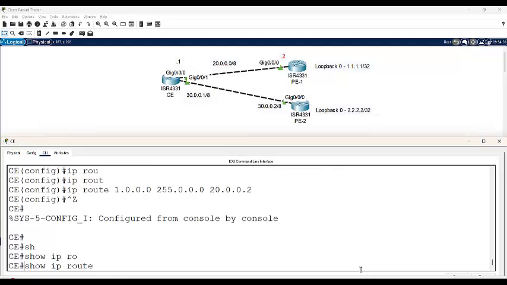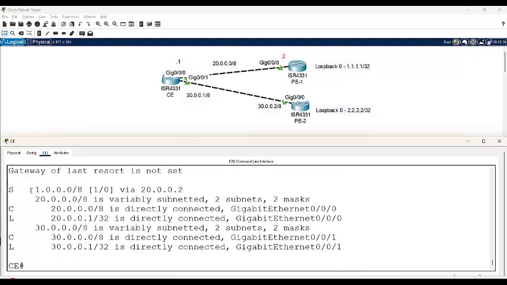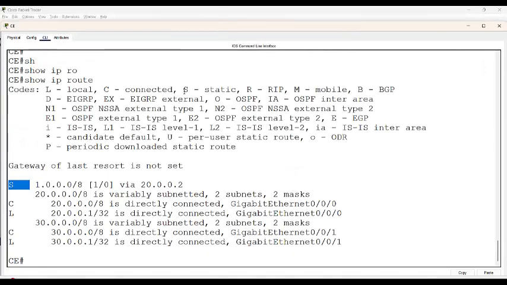Now let's check the routing table. Show IP route. You see, I have statically written, S means static, okay? Let me show you that also. S means static. C means connected. L means locally configured on the link. This is the address we have put in the link. Connected 20 network. So statically, I have written a route saying any packet that wants to go to 1 network needs to be sent to the next hop whose address is 20.0.0.2.